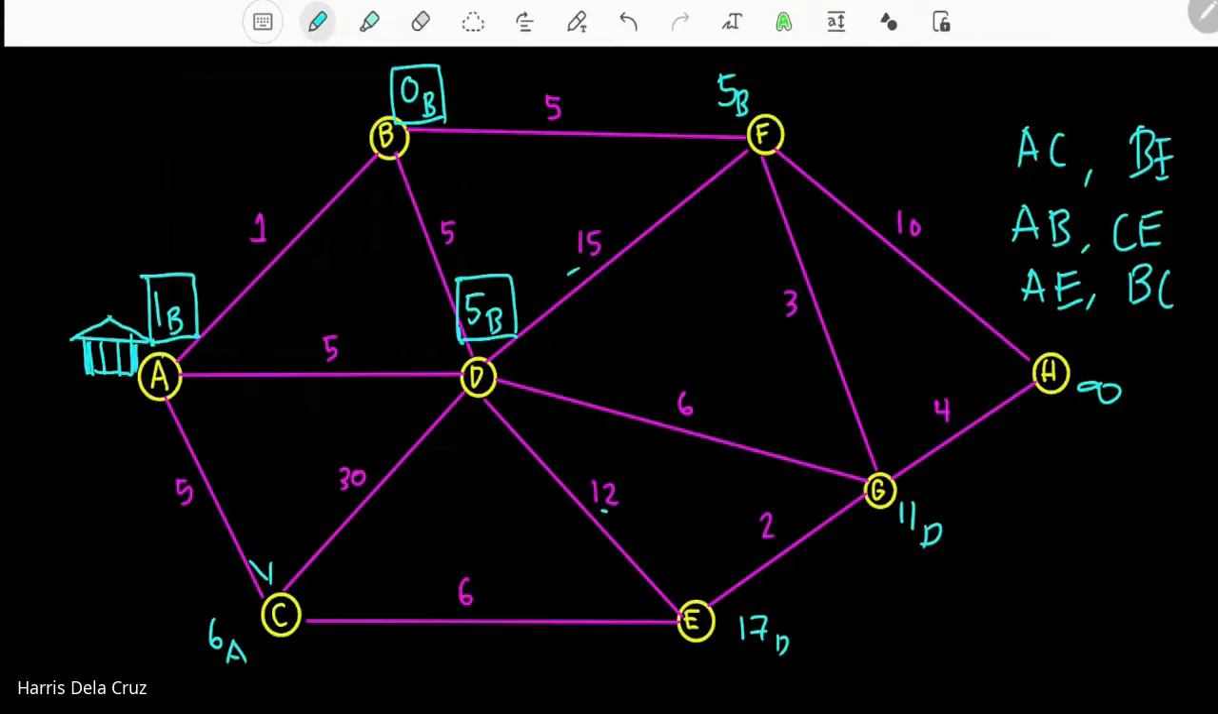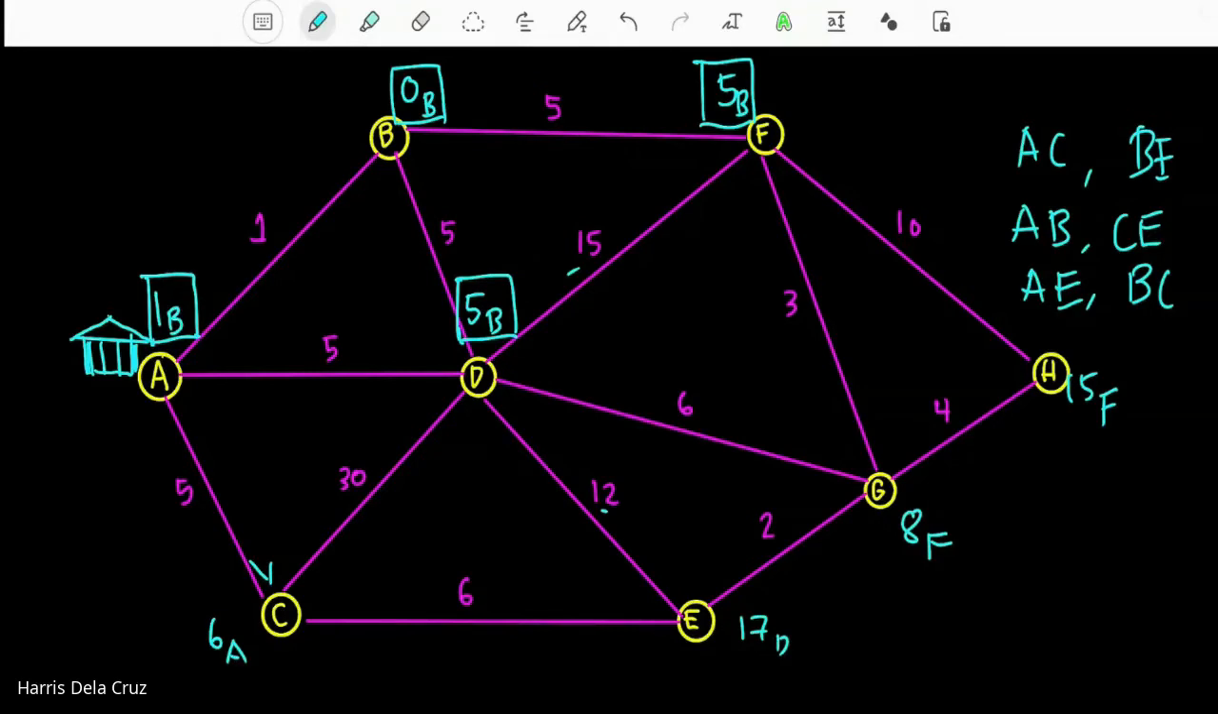Now, from all these labels, the smallest is 5B of F. So I'm going to permanently label F as 5B and then visit F. From F, I can go to H. So that's 5 plus 10, 15. So I'm going to replace this with a smaller value, 15, coming from F. To G, from F, 5 plus 3 is 8, which is smaller. So I'm going to replace this by 8 coming from F. C and E cannot be reached from F, so their labels will remain the same.